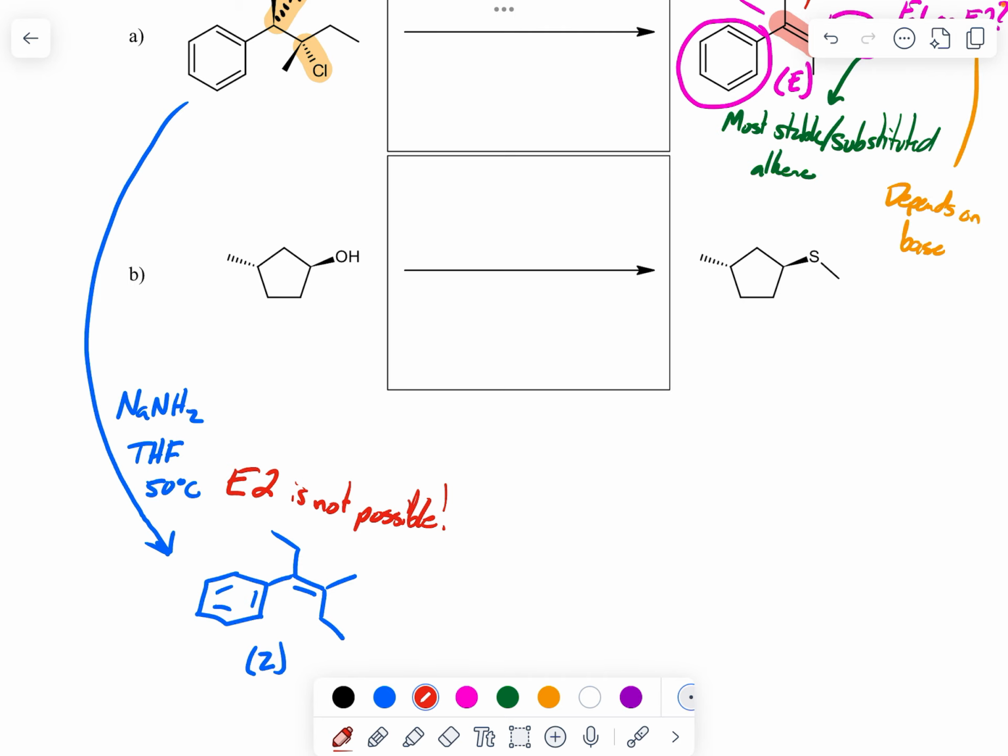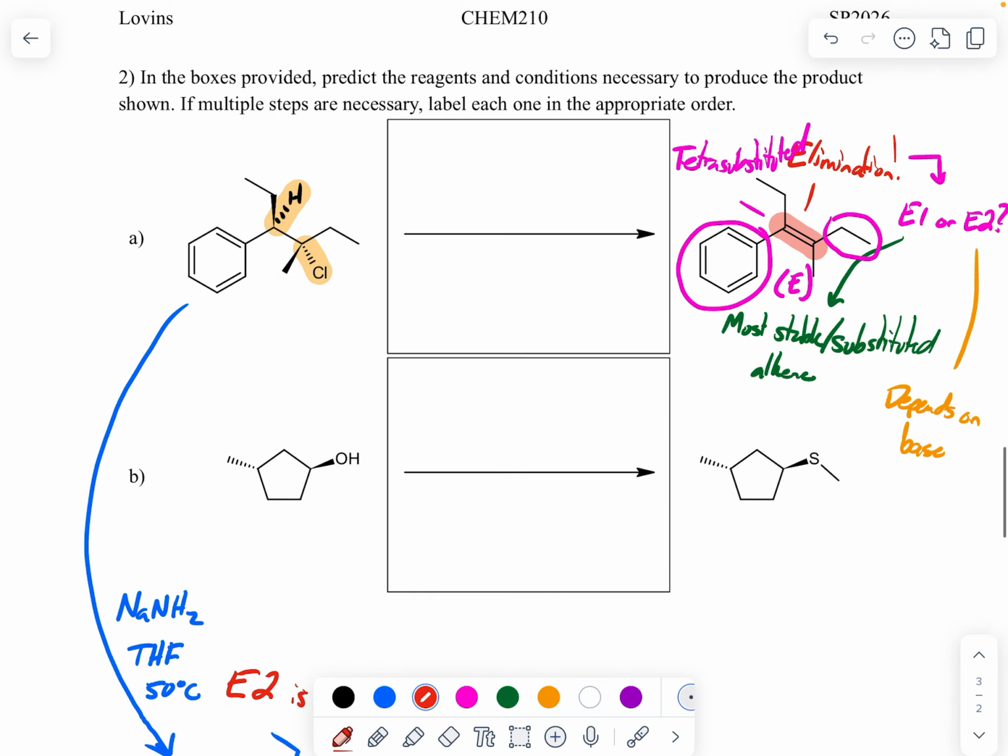The only option is E1. So for an E1 reaction, of course this would happen with some SN1, but the important part is that we are figuring out the final product. All we'd have to do is say something along the lines of a weak nucleophile and hopefully high temperatures.